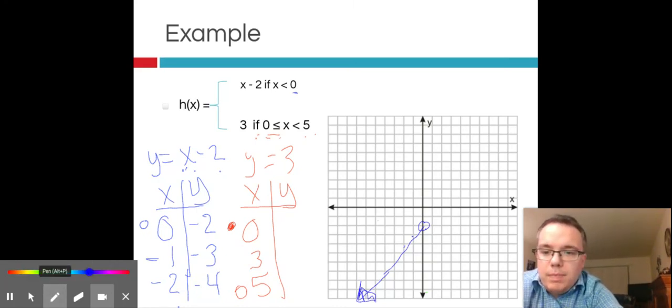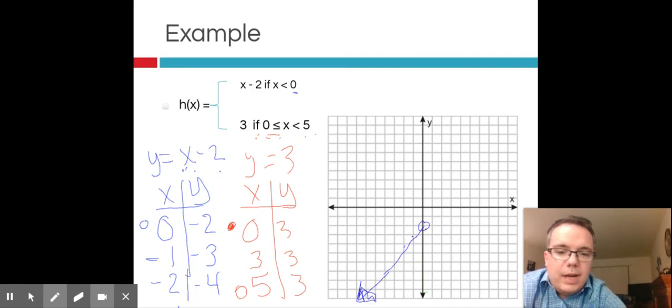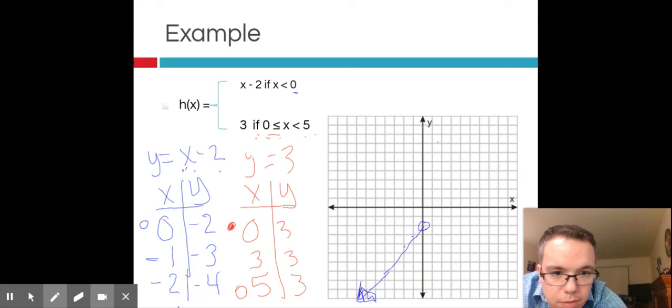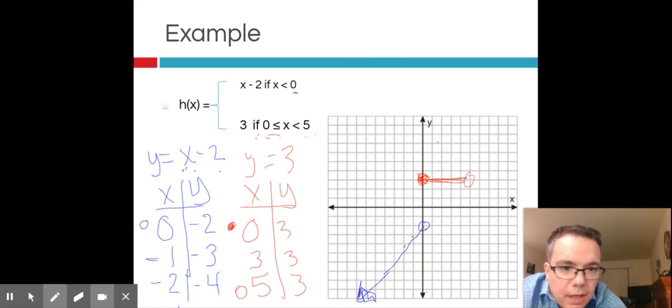For my red portion, I have the dot 0. Oh, forgot to plug in. Sorry. All of my y's there are 3. So I have the point 0, 3. So I'm going to have a big closed dot there. All right. At 3, 3, I have a normal dot. And at 5, 3, I have an open dot. So it looks like this.